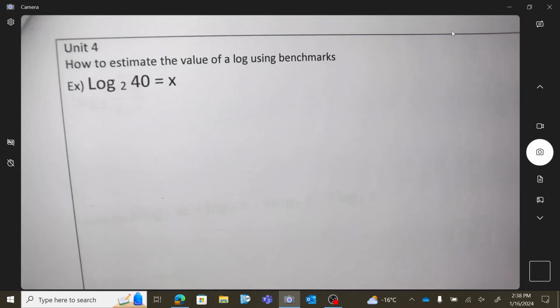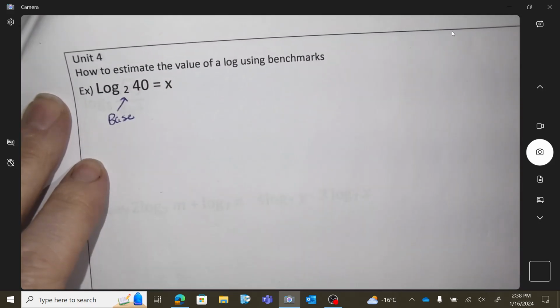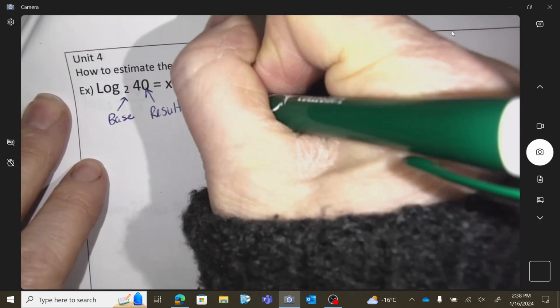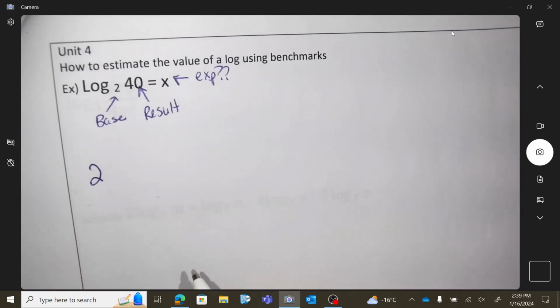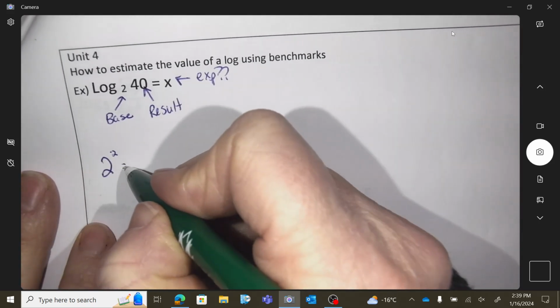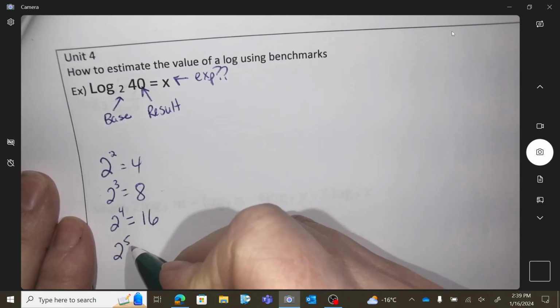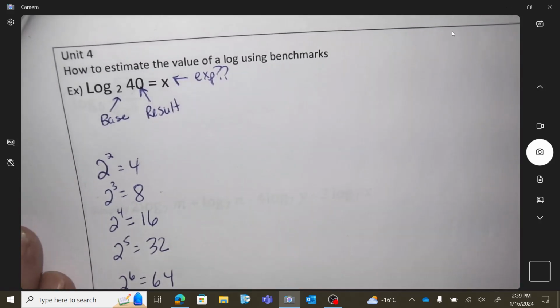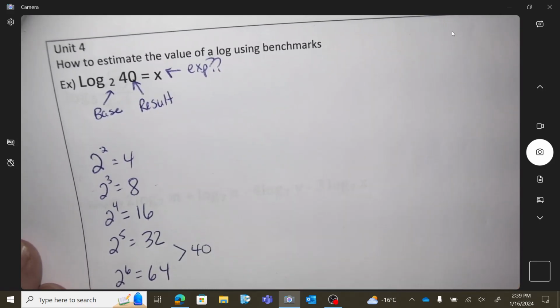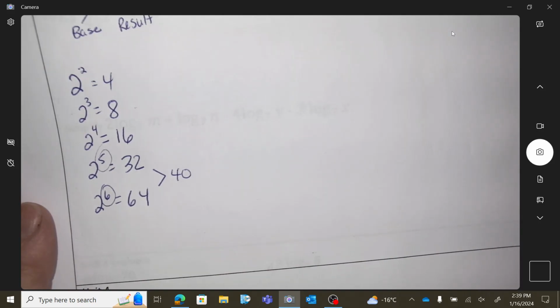Okay, estimate using benchmarks. You do not have a calculator on this question. Okay, this is a base, and this is a result. We are trying to figure out the exponent. So give me some values you would know. 2 squared is 4, 2 cubed is 8, 2 to the 4th is 16, then another 2 is 32, another 2 is 64, I'm going to stop. 40 is between there, so my exponent is between 5 and 6.